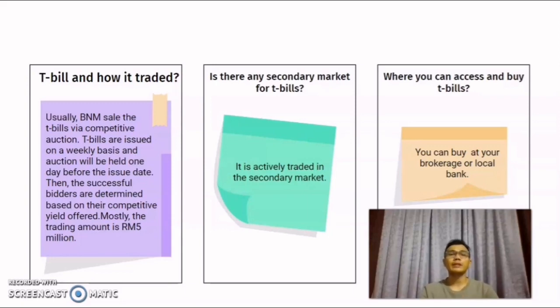Alright, my friends. Next, I would like to explain how T-bills are traded. Usually, Bank Negara Malaysia sells the T-bills via competitive auction. The T-bills are issued on a weekly basis, and the auction is held one day before the issue date. Then the successful bidders are determined based on their competitive yield offered. Mostly, the trading amount is RM 5 million.